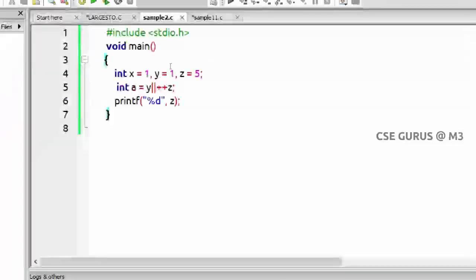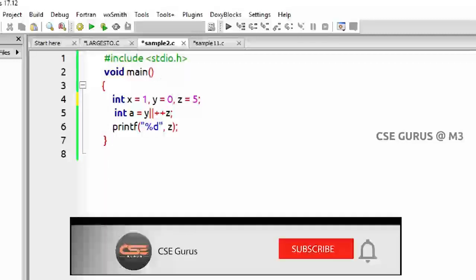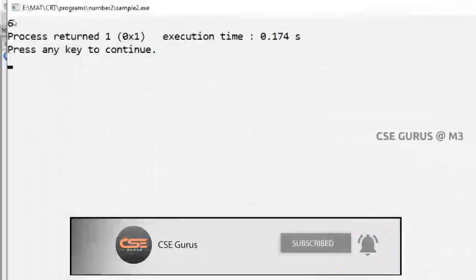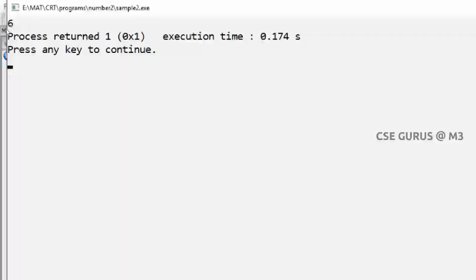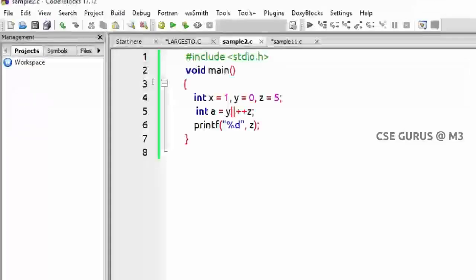But whenever I keep it as 0, now you can see 0 or something: we cannot say. 0 or 1 is 1, 0 or 0 is 0. So that's why now this will be executed. Now the answer of z will be 6. So this is 6. Okay, so it will be like this. This is a very interesting point. And now one more thing.